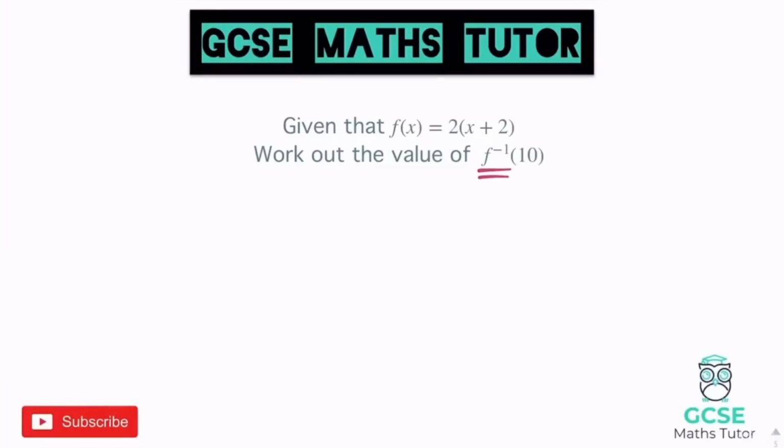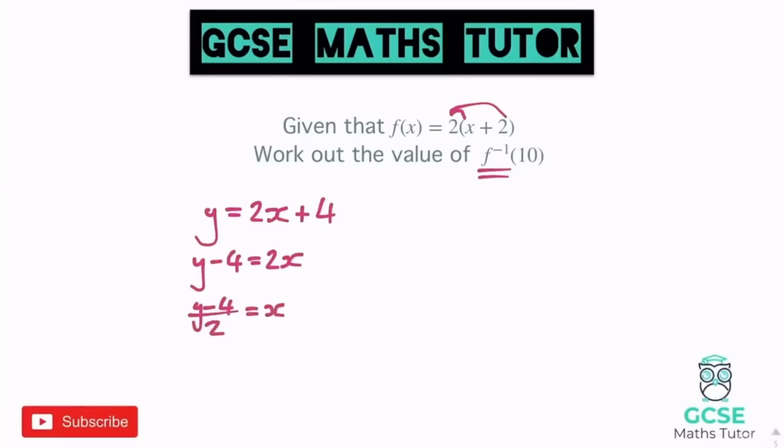Straight away we've got some brackets, so we need to expand them. So y equals 2 times x, which is 2x, and 2 times 2, which is 4, so plus 4. Let's find the inverse function. Subtract 4 from both sides: y minus 4 equals 2x. Divide by 2, and we get y minus 4 over 2 equals x. Let's write our inverse function: f minus 1 of x equals x minus 4 over 2, rather than y minus 4 over 2.